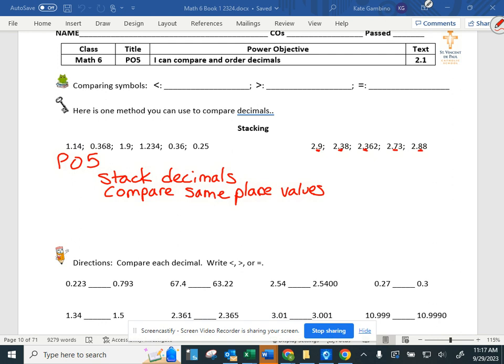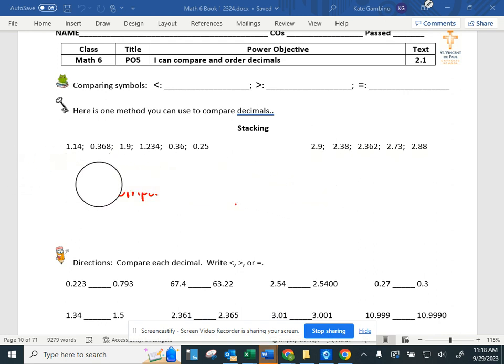Stack your decimals, compare the same place values. Any questions on this one? Claire has a question. Oh, thank you, Claire.